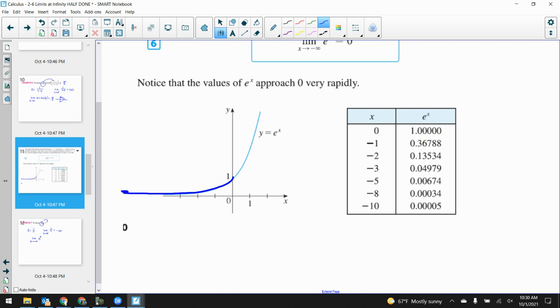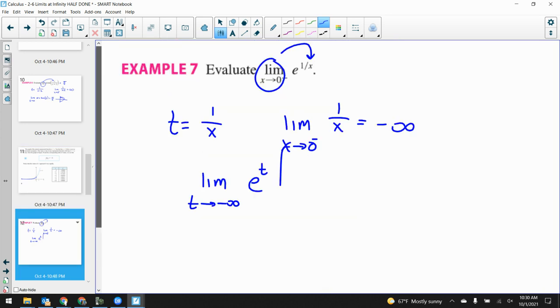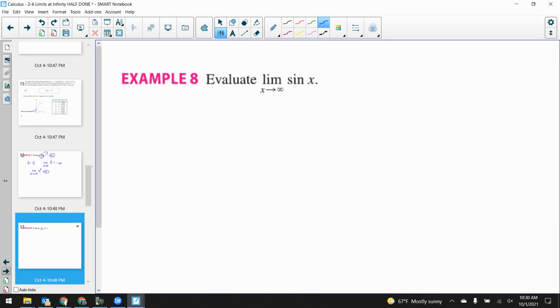So what is e to the t going to go to? Zero. So I can say that this whole thing goes to zero. Okay? So if we're able to, we can deconstruct it, find the limit separately, and then solve. Okay. I think that's the last one we'll do like that. Now I want you to think about this.